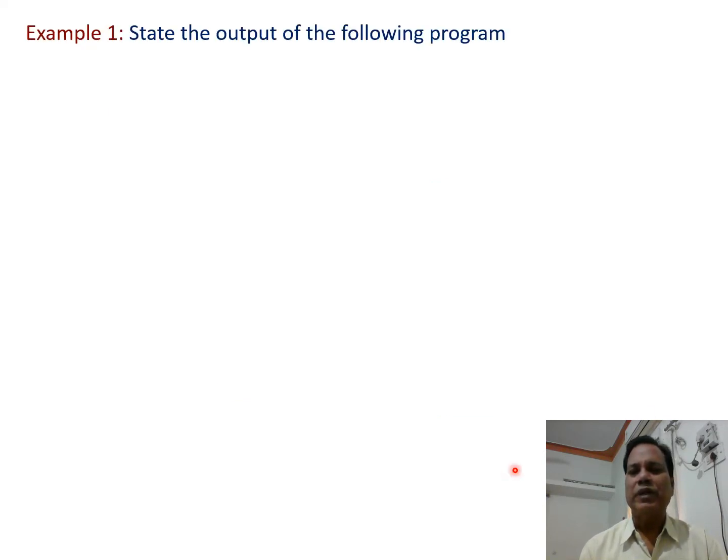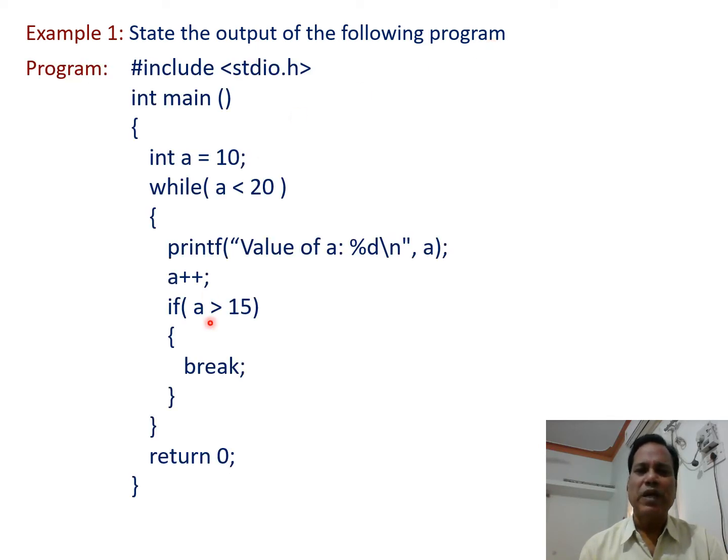Now let us try to understand the break statement using some example programs. So in example program, state the output of the following program. So program is given like this one and we have to see what would be the output of this program. So first let us try to understand the program. So first statement hash include stdio.h. So this statement includes the standard input output .h header file in our program.